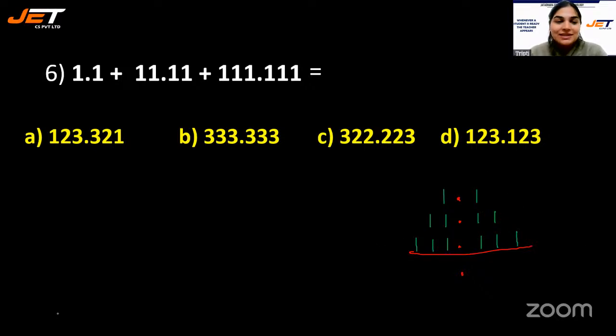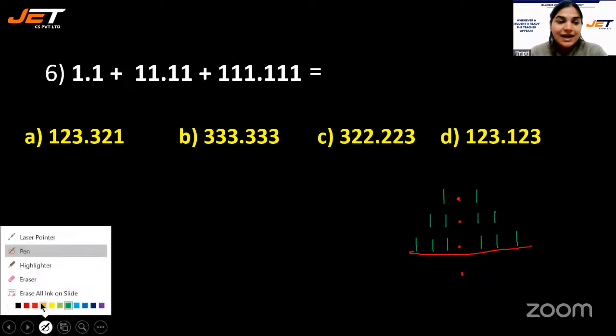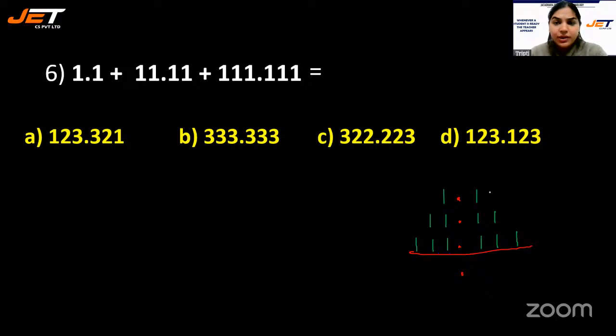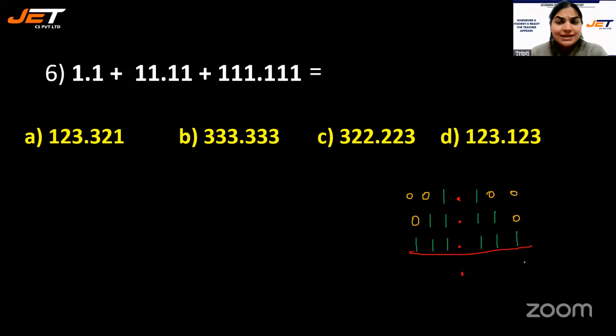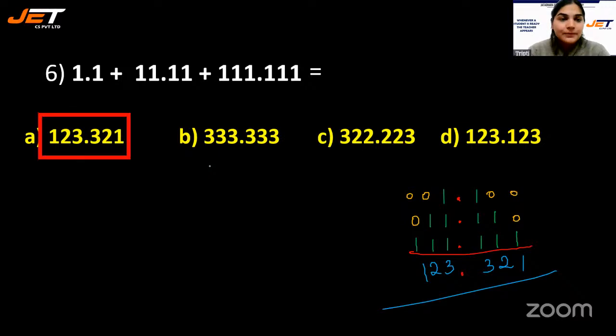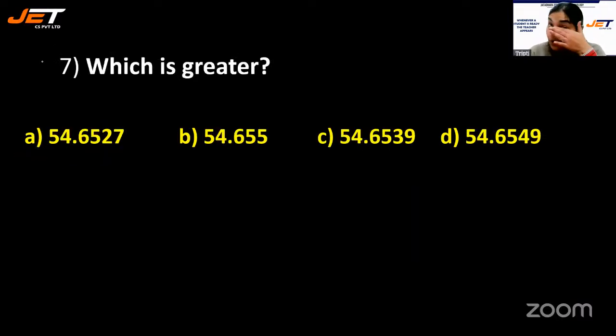Now, the places which are empty, which do not have any digit, I'll simply put a 0 there. 0, 0, 0. Even on this side, 0, 0, 0. Now I can add them the way we add: 1, 2, 3, 3, 2, 1. So the answer is 123.321.